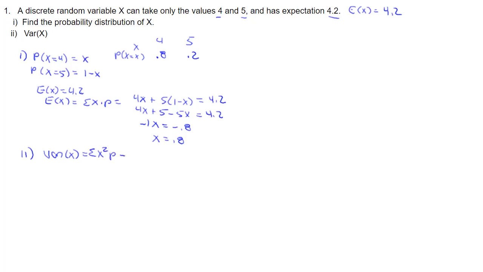Now to find the variance of x, we take the x squares times the probabilities and then subtract the expected value squared. In that case, it's going to be 16 times 0.8 plus 25 times 0.2 minus 4.2 squared. And that's going to give us a variance of 0.16. And that's all for this one. Let's go on to the next one.